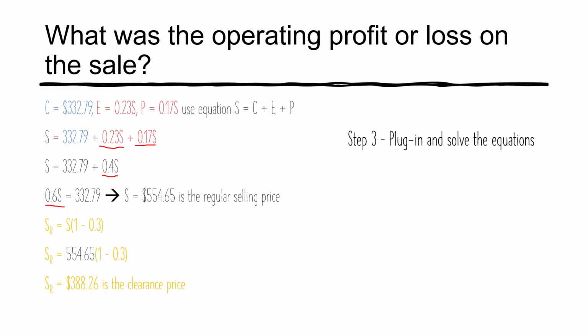With the regular selling price, now I can plug that into my markdown equation and find my clearance price, right? So $554.65 times (1 minus 0.3) equals $388.26, and that is my clearance price.